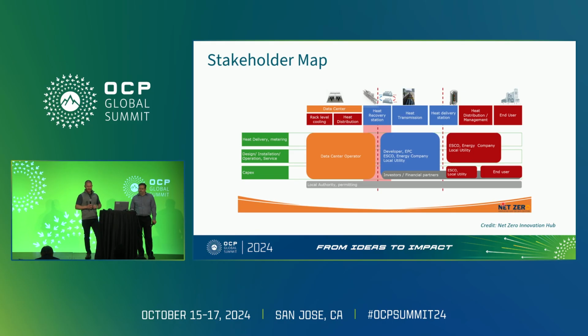Let's now take a look at our stakeholder map contributed by The Innovation Hub, who, as announced this week, is now a partner with OCP. So this defines the interface nomenclature spanning from the data center to heat transmission to heat user and various stakeholders that will likely be involved.